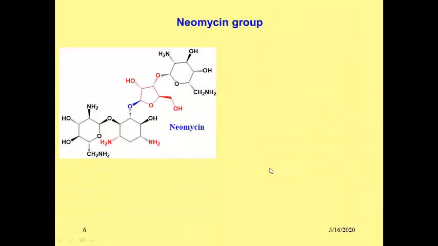The neomycin group, as I just said a subgroup, neomycin: aminocyclitol, deoxystreptamine, and 3 sugars. So we can speak about this point. 3 sugars. How is aminoglycoside absorbed?